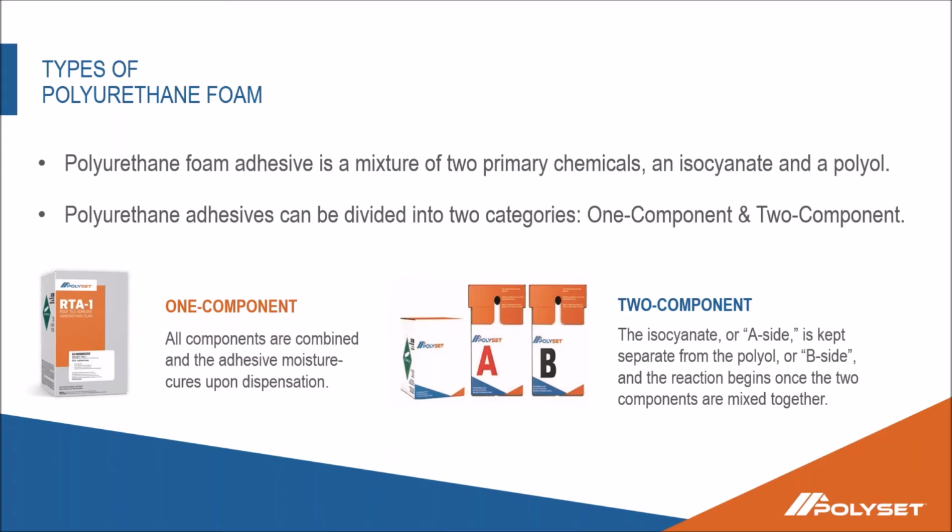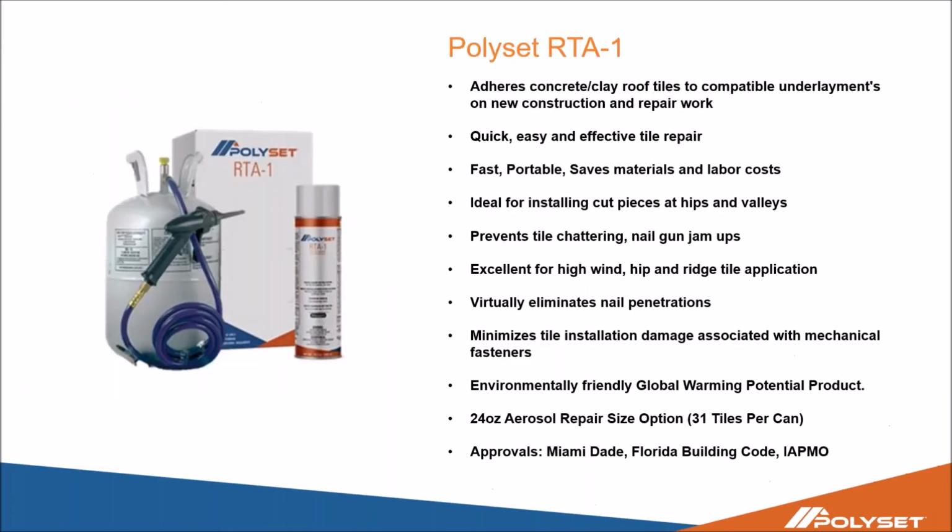When you hear single component and two component, what does that mean? Pretty much polyurethane, it's a mixture of two primary chemicals. You have your A side, which is the isocyanate, and the B side, which is the polyol. On the single component products, those two chemicals are contained in one self-contained kit. Once the installer pulls the trigger on these kits, they're moisture cured, versus the two component products where those chemicals are kept separate and the reaction begins once those chemicals combine in that mixing nozzle.